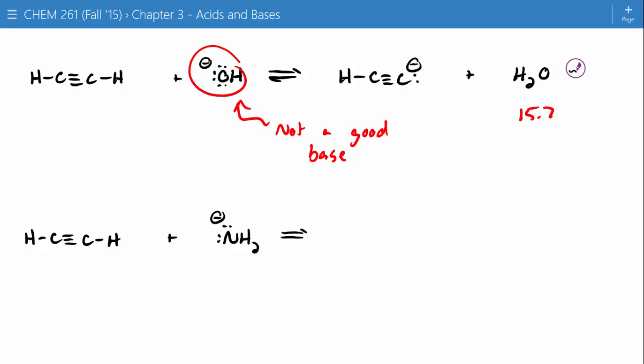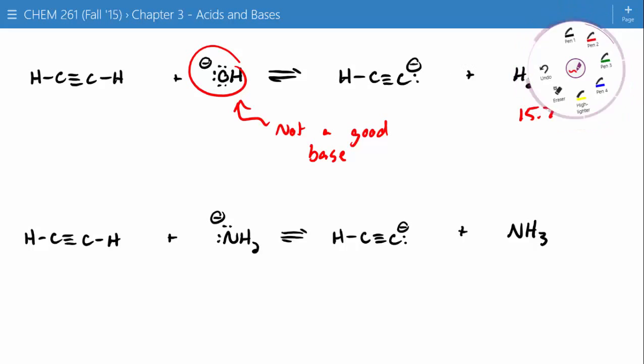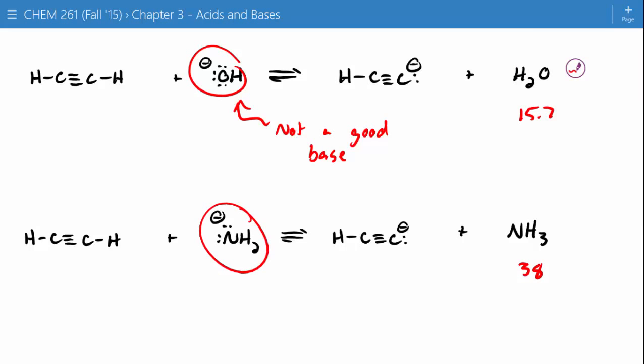And this is in equilibrium. So again, we're going to try to deprotonate our acetylene and form an acetylide ion. And then what would our conjugate acid be? Yeah, NH3, ammonia. What was the pKa from our problem of the day for ammonia? 38. So is amide an okay base for deprotonating acetylene? Yeah, so in this case, this one is a good base.